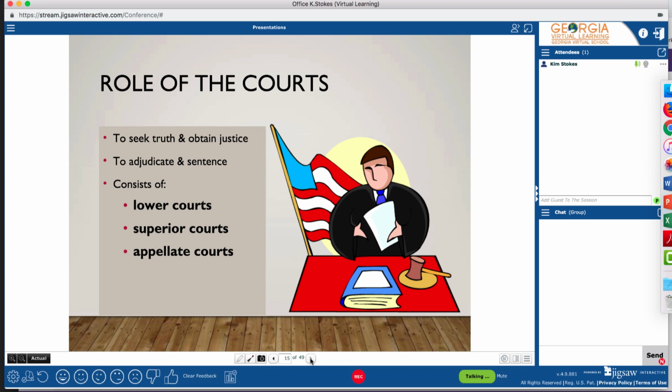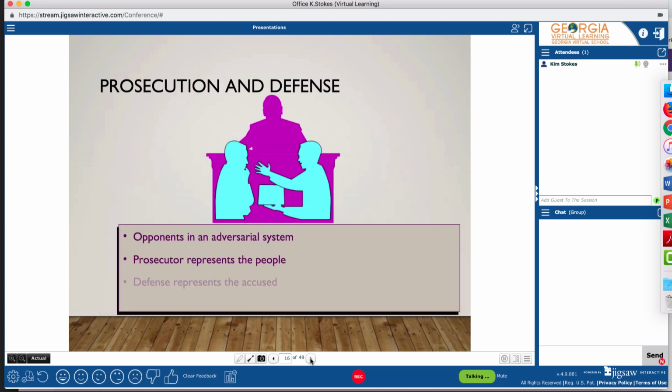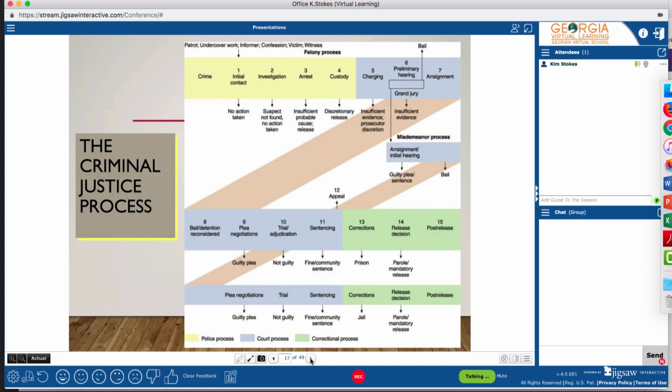The role of the courts is to seek the truth and obtain justice, to adjudicate and sentence. The court system consists of lower courts, superior courts, and appellate courts. We talked about this last week in the judicial branch. The prosecution and defense are adversarials. They're opponents in an adversarial system. The prosecutor represents the people and defense represents the accused.